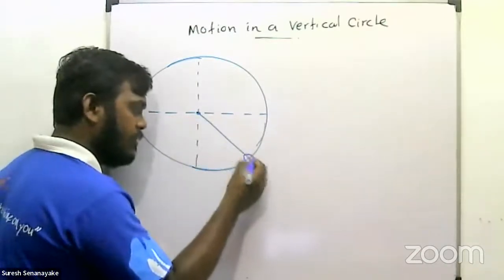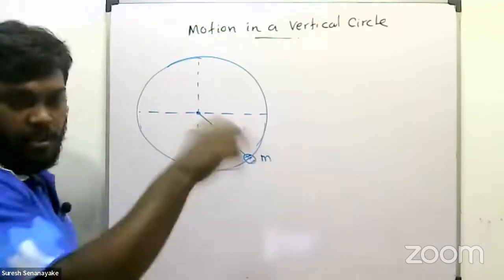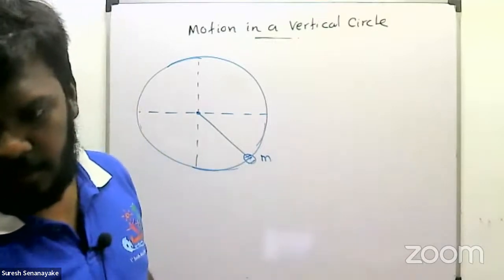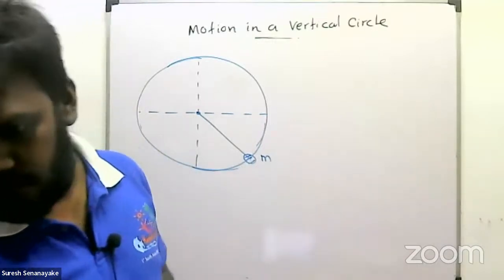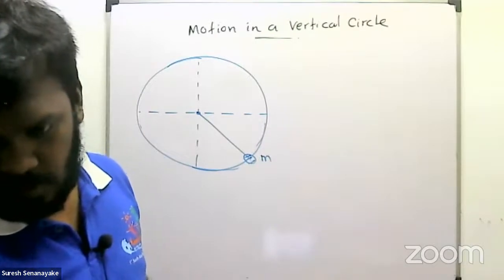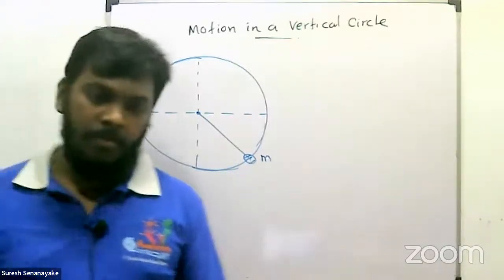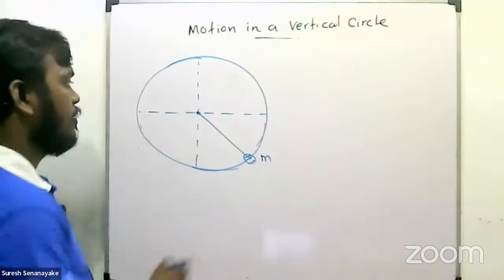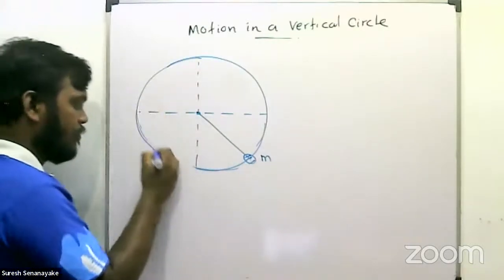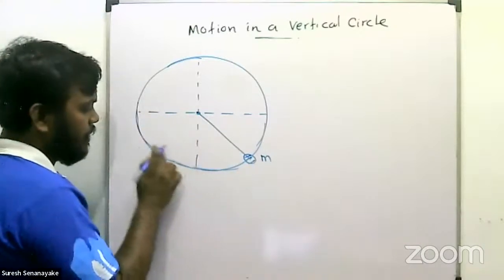So the small body of mass m, we attach it to a string and then rotate it in a vertical circle, right? So for this, consider a body of mass simple m.